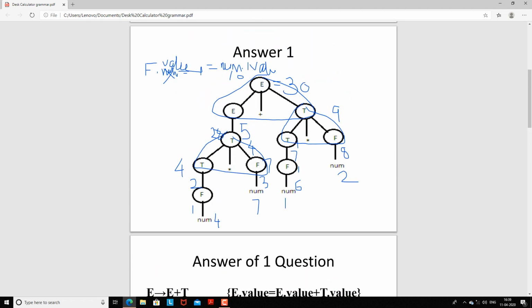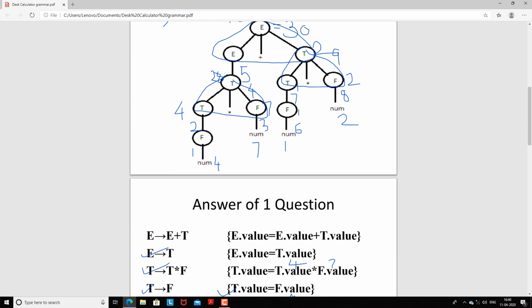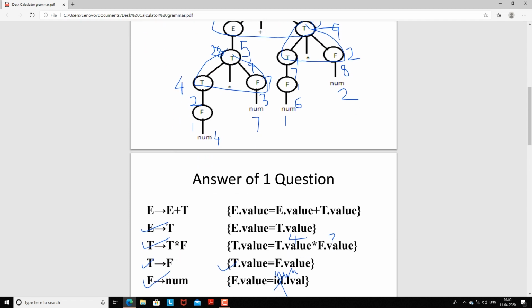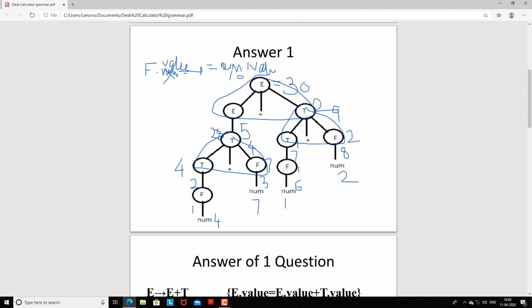After that, two values are assigned here, and then T tends to T into F means the left child value is multiplied with the right child value, so here the value is 1 and here the value is 2. So 1 into 2 is 2. This is stored here with the help of this SDT rule. And the last is E tends to E plus T, meaning the left child value is added with the right child value, and here the value is 28 and here the value is 2. So 28 plus 2 is 30. So finally we get the answer 30.